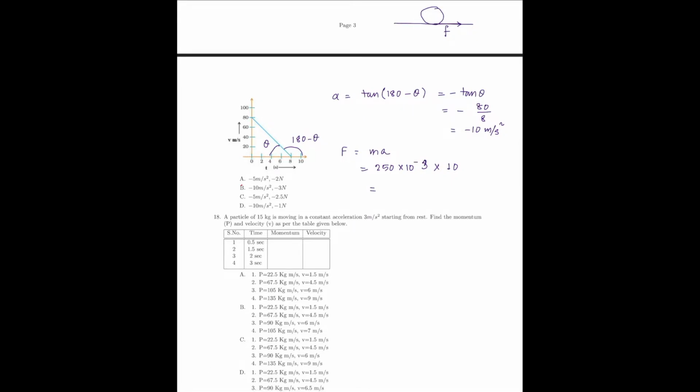The answer is not matching, because the answer would be 25 times 10 to the minus 1, that is 2.5 Newton with a minus sign, because the acceleration is negative. So none of the answers is matching. This is the closest one, B. So B is probably the right answer.